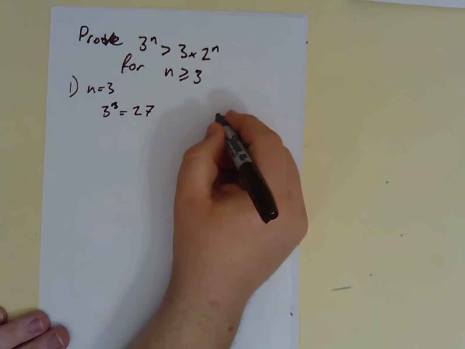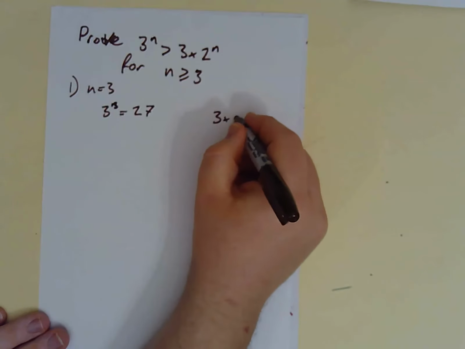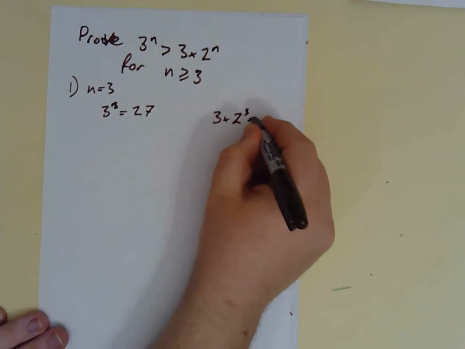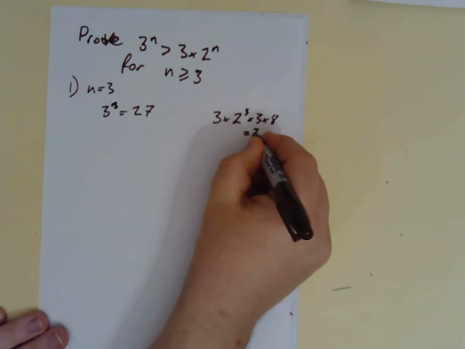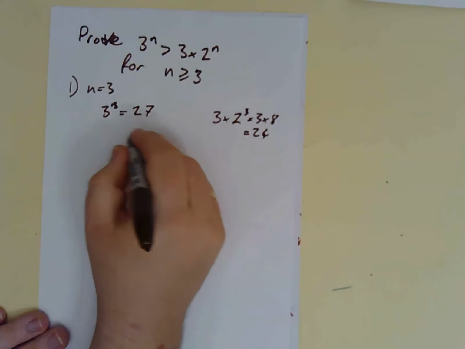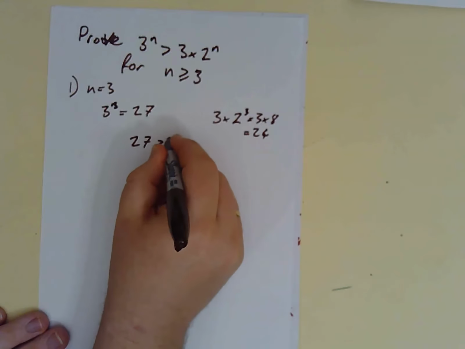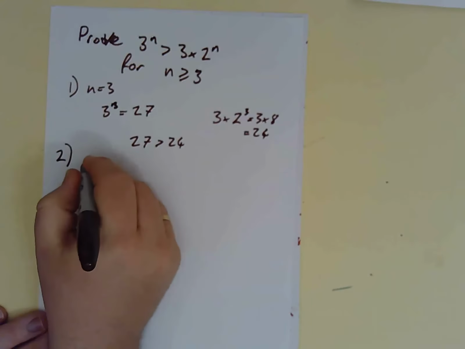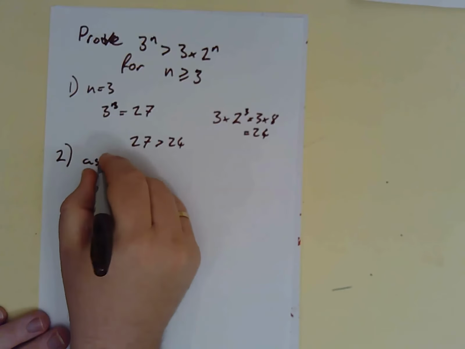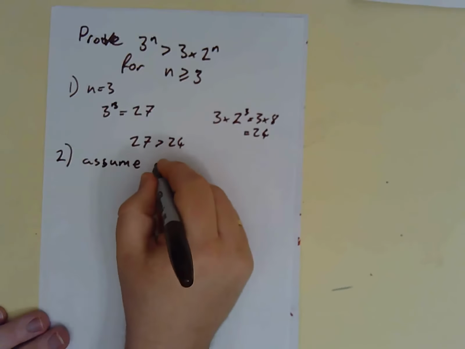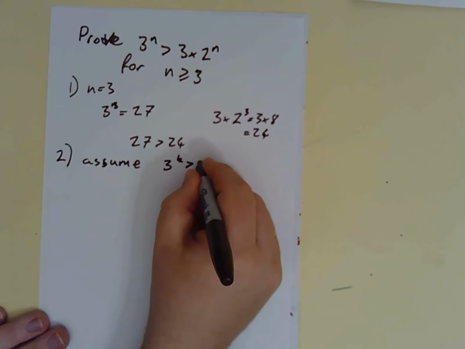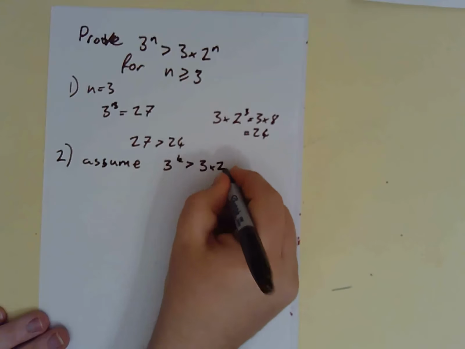and looking at this side, I've got 3 times 2 to the 3. Now, 2 to the 3 is 2 times 2 is 4, times 2 is 8, equals 3 times 8, which is 24. And we can certainly say that 27 is greater than 24. All right, so now we're going to look at that step 2. Assume that 3 to the k is greater than 3 times 2 to the k.